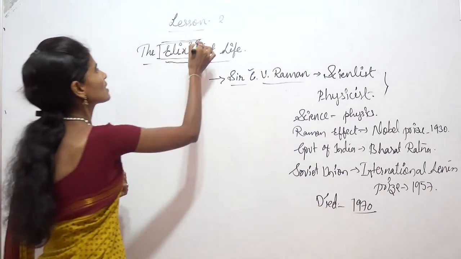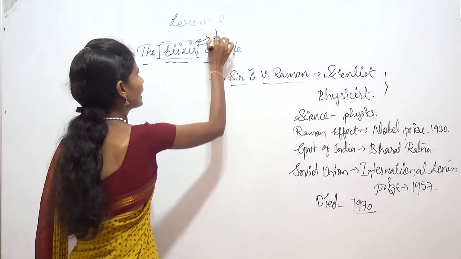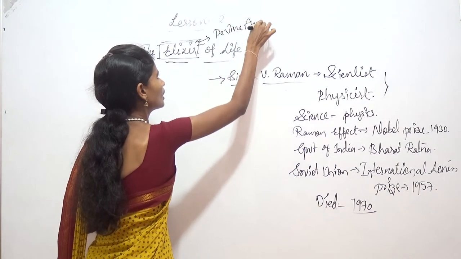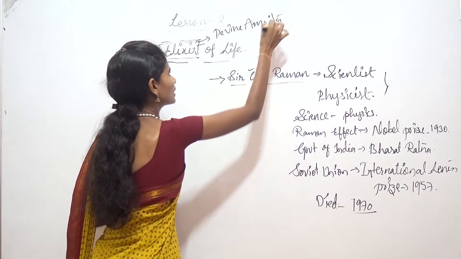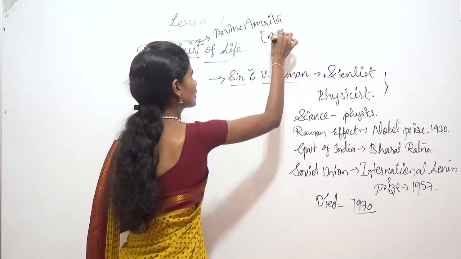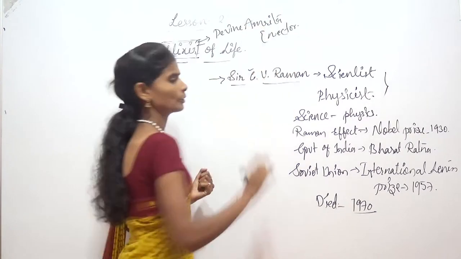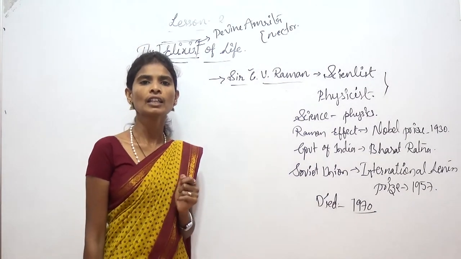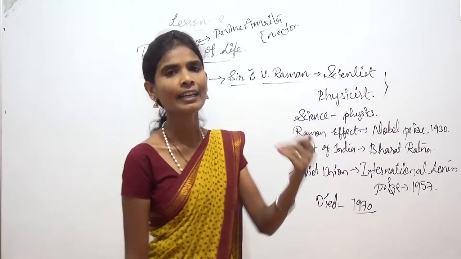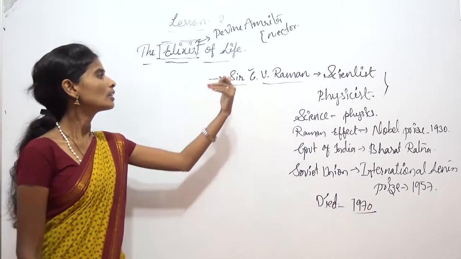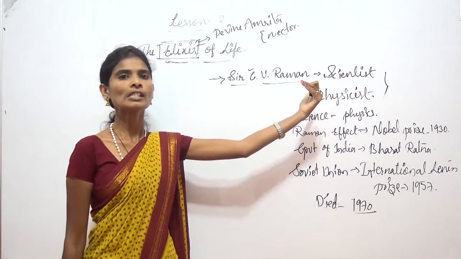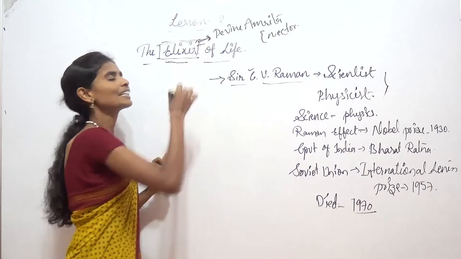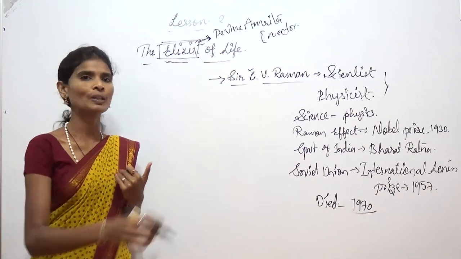First thing, what is meant by elixir? Elixir means divine amrita, what we can call nectar. And here Sir C.V. Raman was comparing the elixir to what? That is the main important thing we have to know in this lesson.